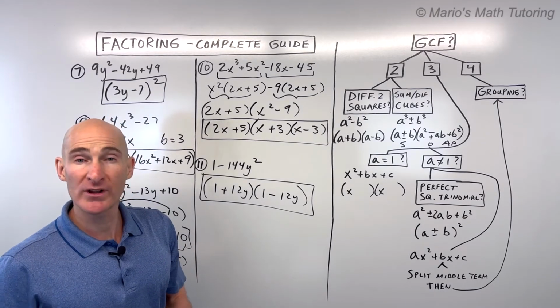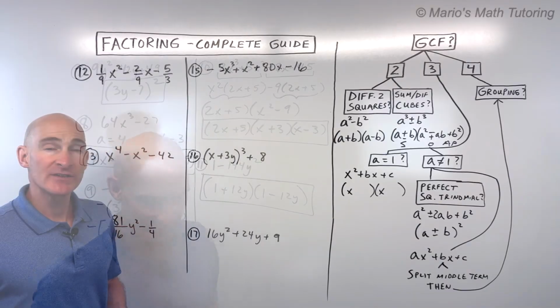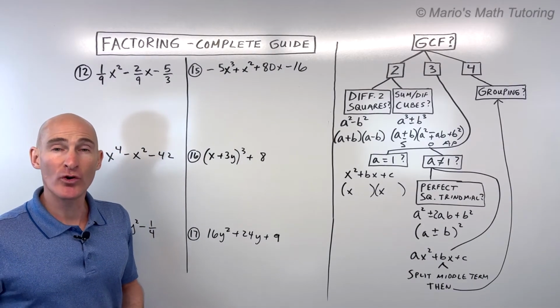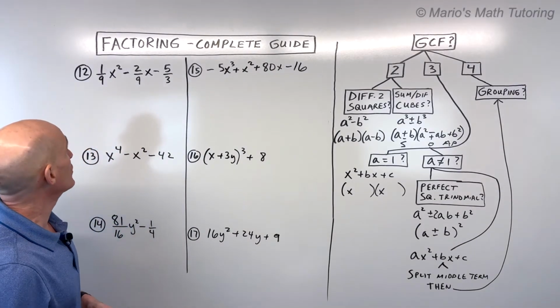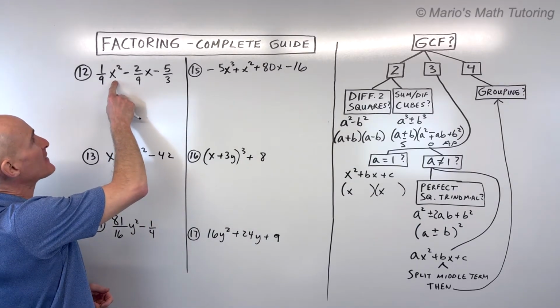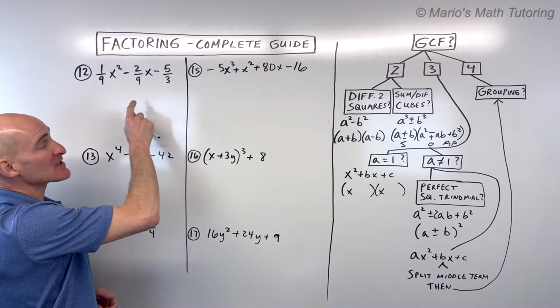Let me erase the whiteboard. Let's do the next group of problems. See if you can pause the video and do these next group of problems, and we'll go through them together. So let's take a look at number 12 now. We've got 1/9 x squared minus 2/9 x minus 5/3.